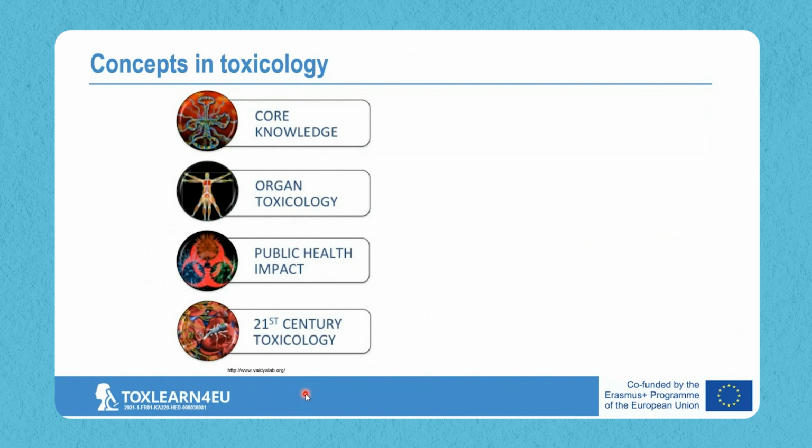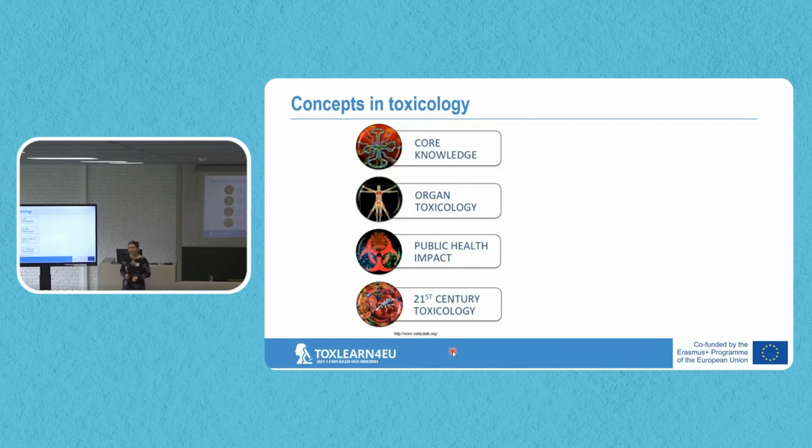So just to warm you up a bit, toxicology, what do you think about? When you hear toxicology, which processes, which pathways do you remember? Yeah, exactly. Toxicodynamics, toxicokinetics. These are processes that are important, the absorption, the distribution, metabolism, and excretion. So that's important to keep in mind.